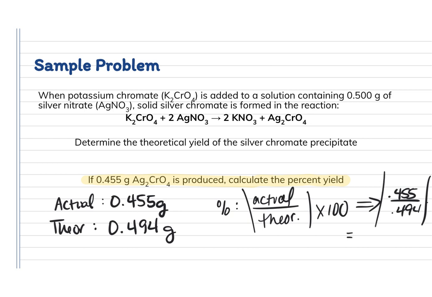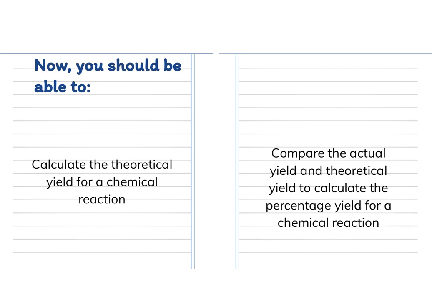That will be equal to 92.1%. So what that means is you produced 92.1% of what I expected to make based on the theoretical yield that I should have made. So at this point, you should be able to calculate that theoretical yield using stoichiometry. And you should be able to compare what you actually made versus what you should have made, and that's what we call a percent yield.